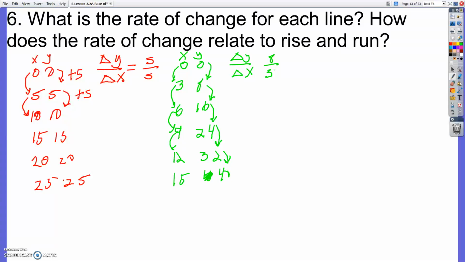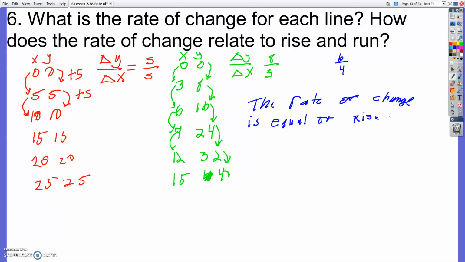That's the ratio. And if we did the same for the third staircase, it would have a rise over run of 6 over 4. And so when it says, what is the rate of change for each line? How does the rate of change relate to the rise over run? They are the same. So number 6, I want you to write the rate of change is equal to rise over run. So how much I went up and how much I went over.